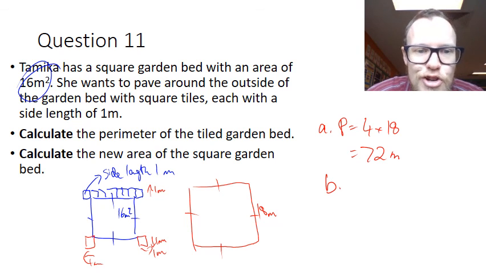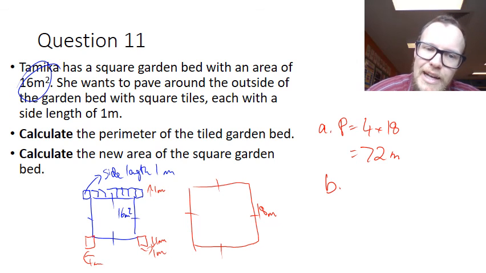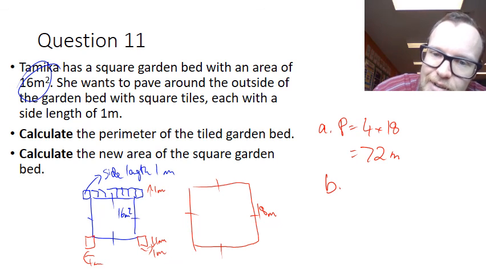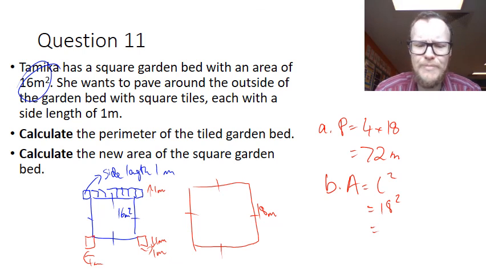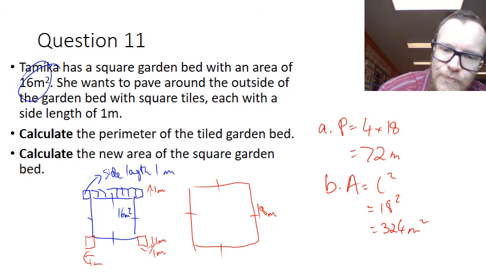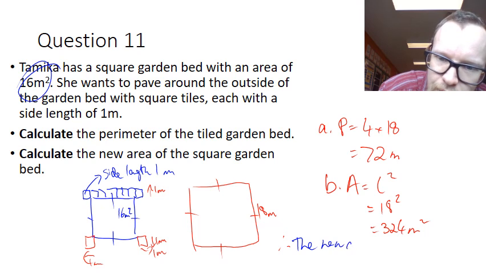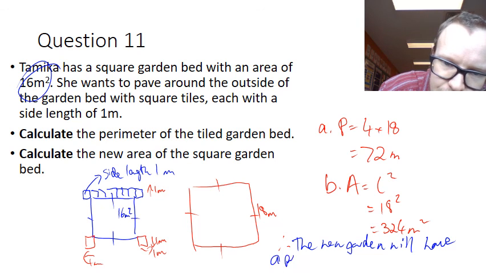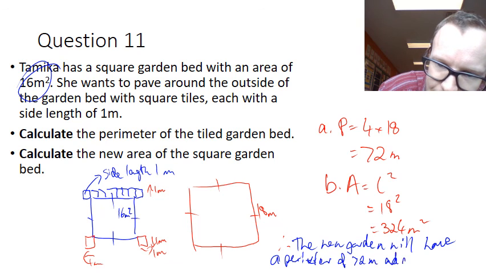B is asking the new area of the square garden bed. So looking at the garden bed, including the tiles, we've said it's 18. So area is equal to side length squared. It's going to be 18 squared. So that means our garden bed area is going to be 324 square metres. So we can say, therefore, the new garden will have a perimeter of 72 metres and area 324 square metres.